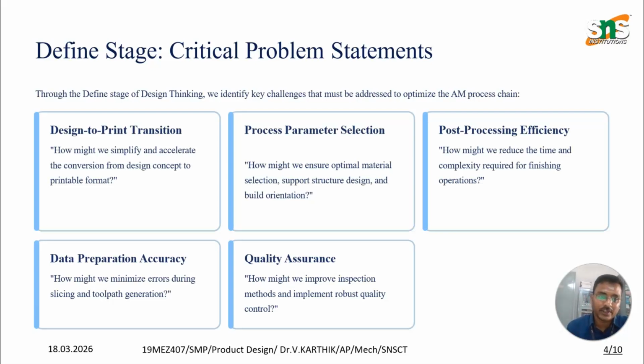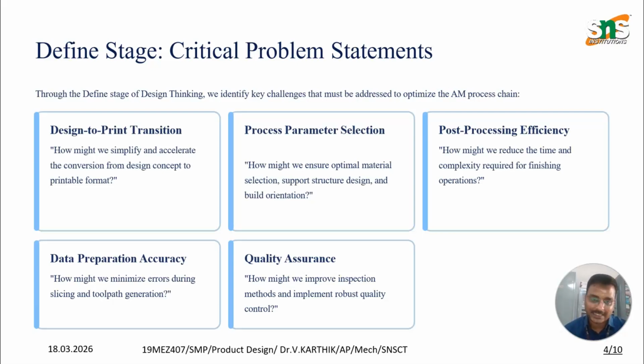How might we simplify and accelerate the conversion from design concept to the printable format? Here, we can make many designs manually or using software, and we have to think of how they are to be implemented for the manufacturing system. That is one of the main problem statements here, because complex designs made in the software may not be processable in the manufacturing system. That can be done in smart manufacturing with the help of automation software or automation machines.